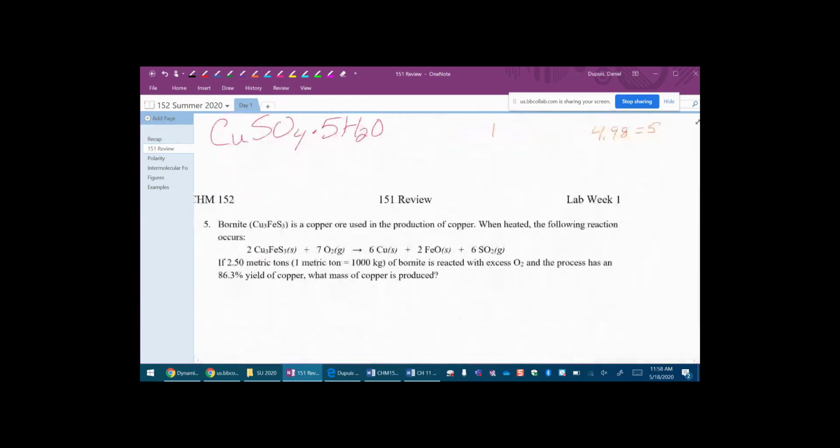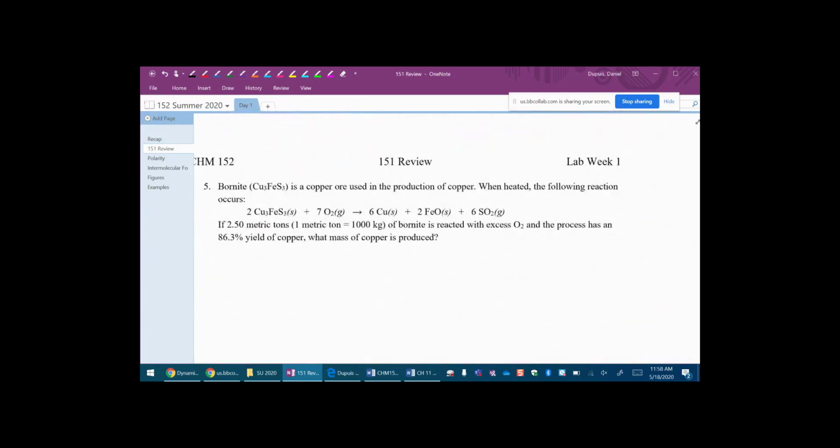All right. Bornite, which is copper, iron, and sulfur combined, is a copper ore used in the production of copper. When heated, the following reaction occurs. Now, if you notice, there's coefficients. So if they give you coefficients, it's balanced. If I give you coefficients, you can assume it's balanced and balanced properly. The only time it won't be is if I made a mistake, like a typo or something. I'm not going to give you equations like, aha, you didn't check the balance correctly, so you're wrong. That's not me. So if there's coefficients like this one, you can assume it's balanced.